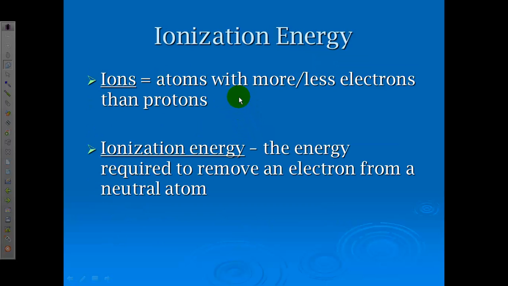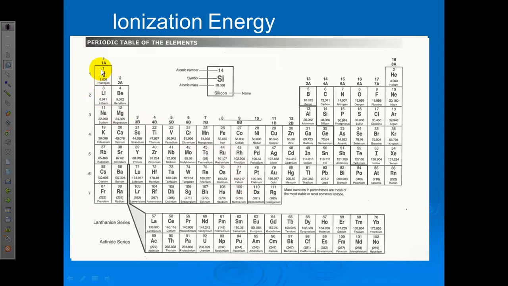Okay, let's look at ionization energy. First, you need to know what an ion is because the word ionization is in there. Ions are atoms that either have more or fewer electrons than protons. They're not neutral anymore. The energy required to take an electron away from an atom is its ionization energy.